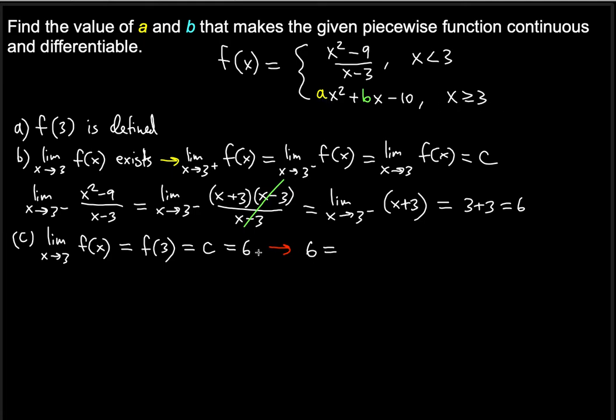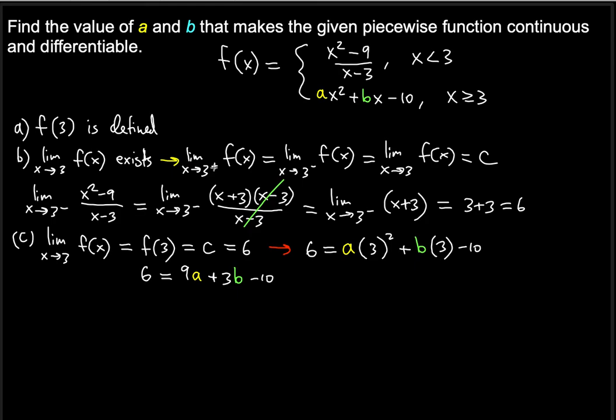We're going to plug in basically the target value of 3 for the x into this function, right? So we're going to get a times 3 squared plus b times 3, because that's the target value we're checking, minus 10. Right? So now we're going to simplify this equation in terms of a and b. So what we're going to get is this: 6 is equal to 9a plus 3b minus 10.